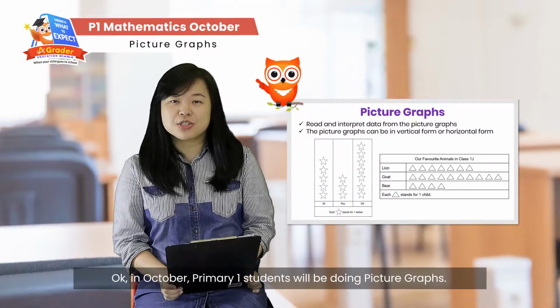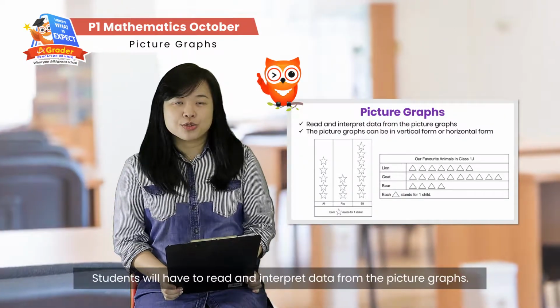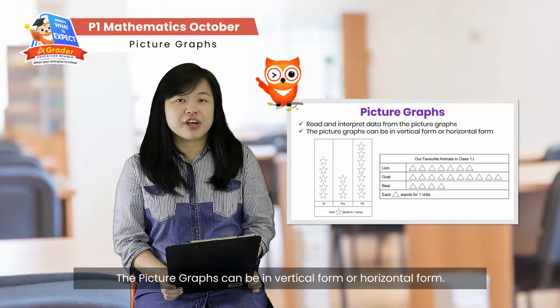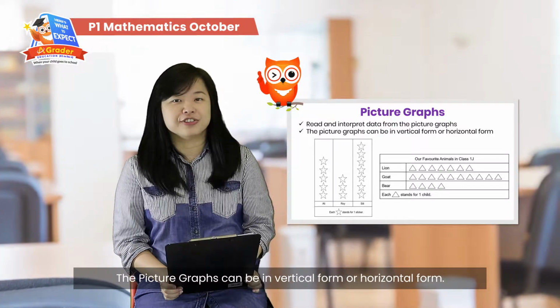Okay, in October, P1 students will be doing picture graphs. So students will have to read and interpret the data from the picture graph, and the picture graph can be in vertical form or horizontal form.